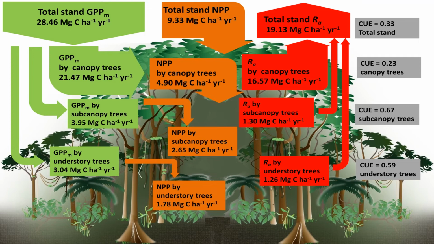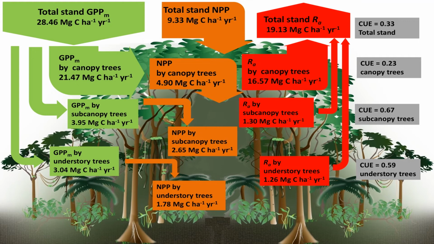The net primary production of the forest stand summed up to 9.3 megagram carbon per hectare per year. More than half of the carbon accumulation in the forest was done by the canopy trees, which accumulated 4.9 megagram carbon per hectare per year. NPP of the subcanopy trees summed up to 2.65 megagram carbon per hectare per year, and the understory trees were at 1.8, more or less, megagram carbon per hectare per year.